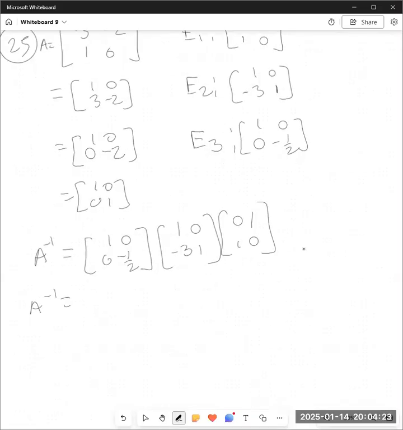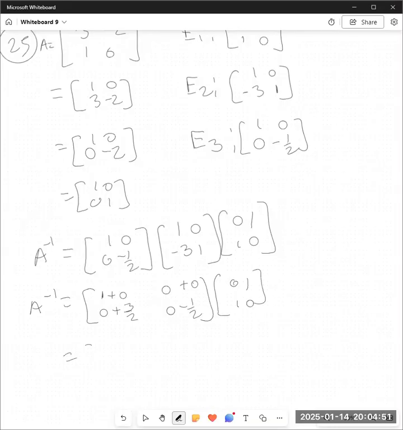So A inverse is equal to, and then I'm going to go left to right here. So this is going to be 1 plus 0, this is 0 plus 0, this is 0 plus 3/2, and this is 0 minus 1/2. And that's going to be times 0, 1, 1, 0. So that's going to be 1, 0, 3/2, -1/2 times 0, 1, 1, 0.